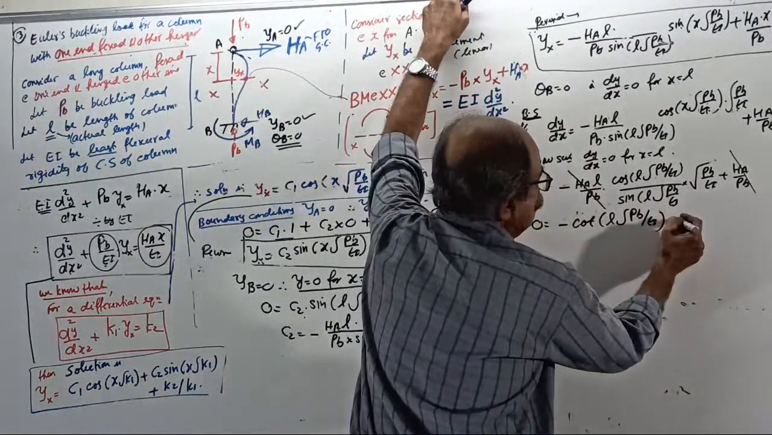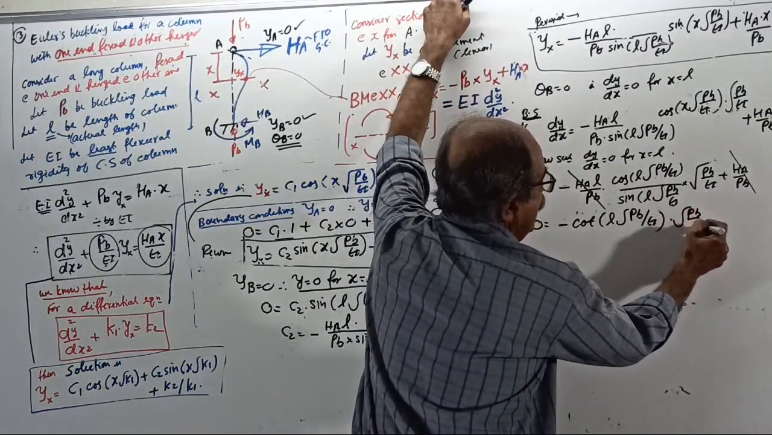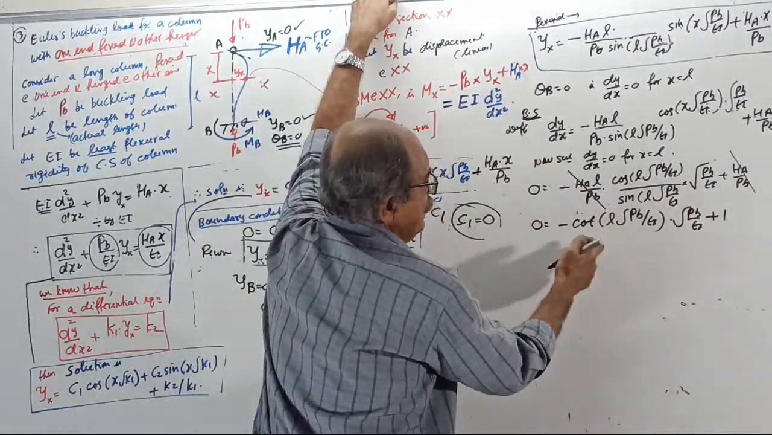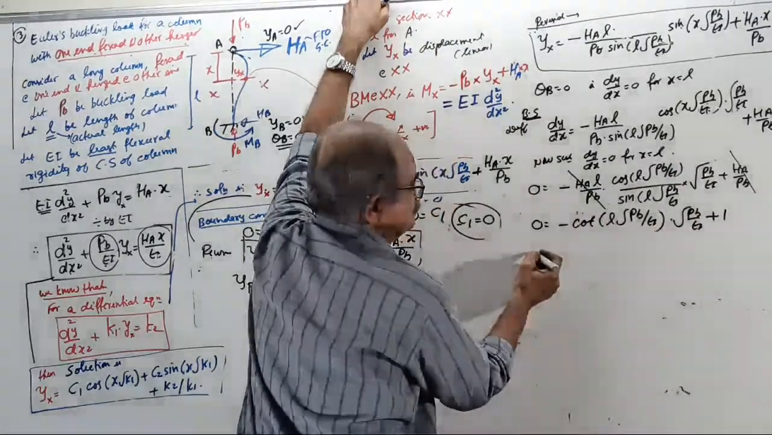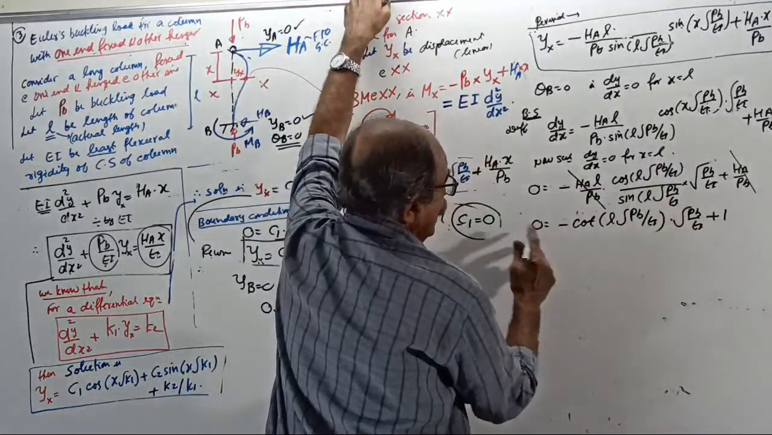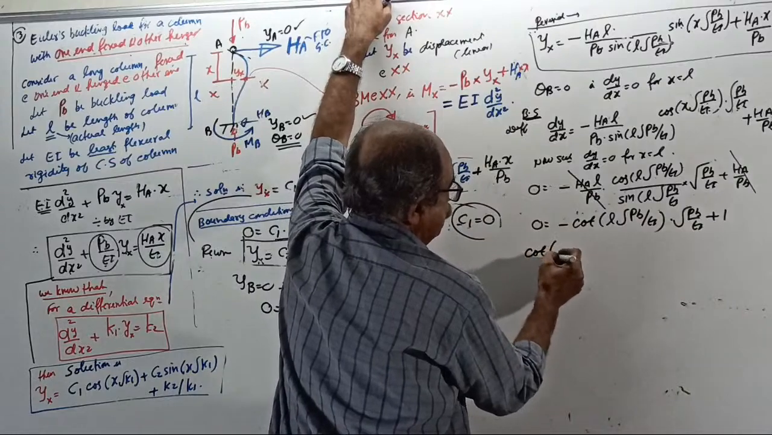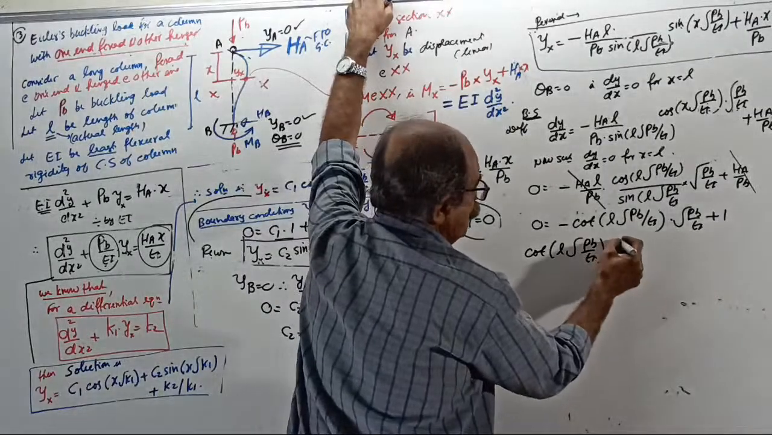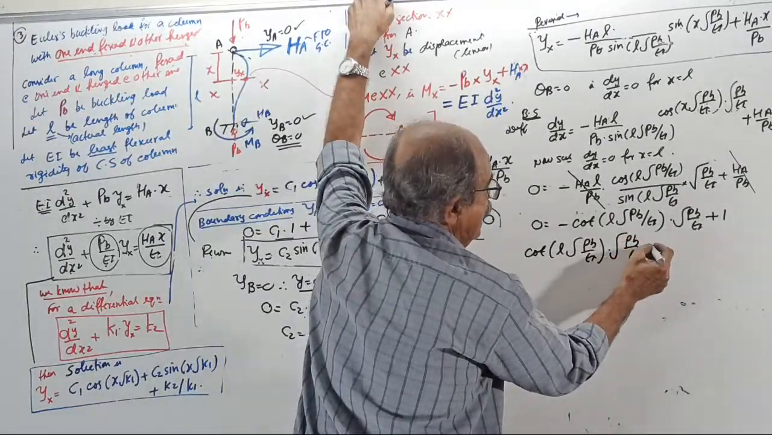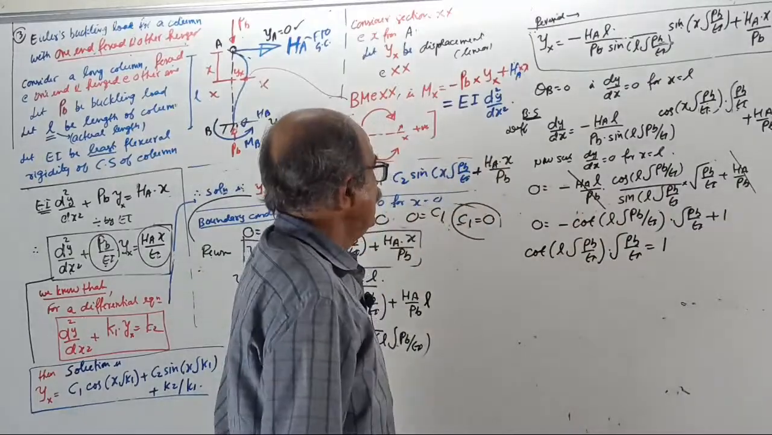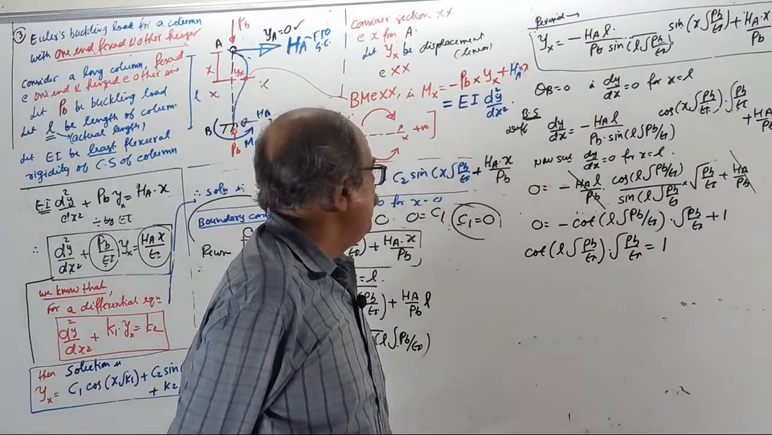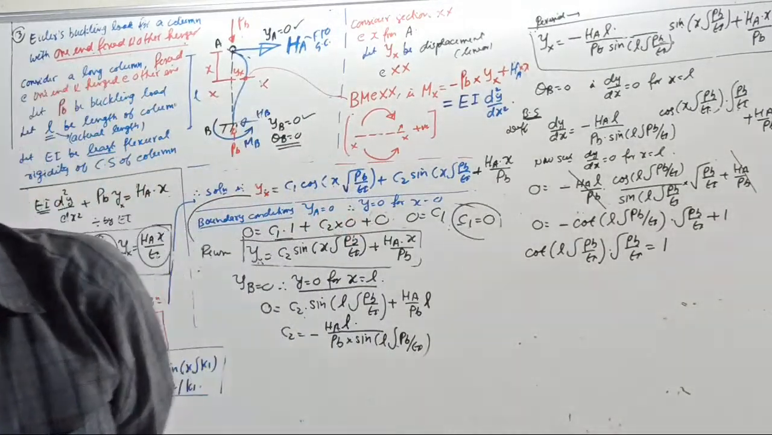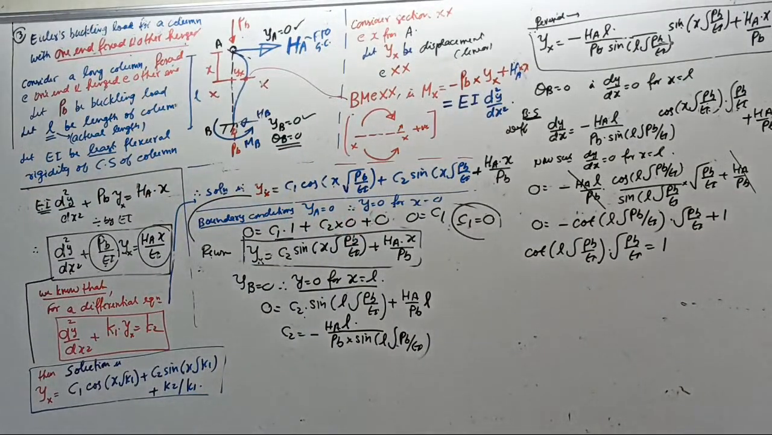PBI not over. Into what? Root PB by EI plus 1. Or what you can do? Tell me. Or take this side. What do you get now? Equal to 1. Or cot of L root PB by EI into root PB by EI equal to 1. Correct? Check fast. Anything wrong, answer will not come.